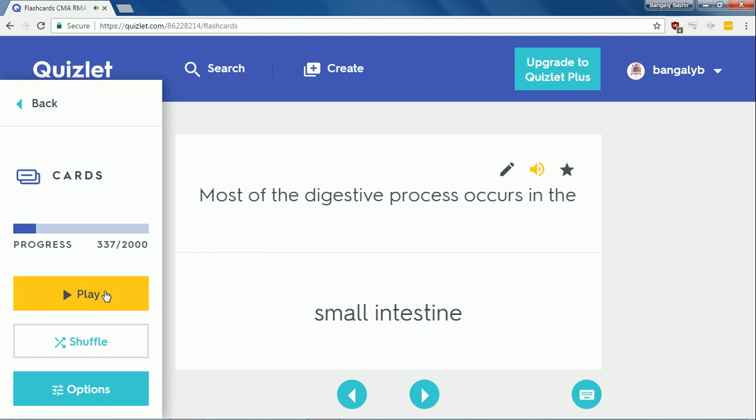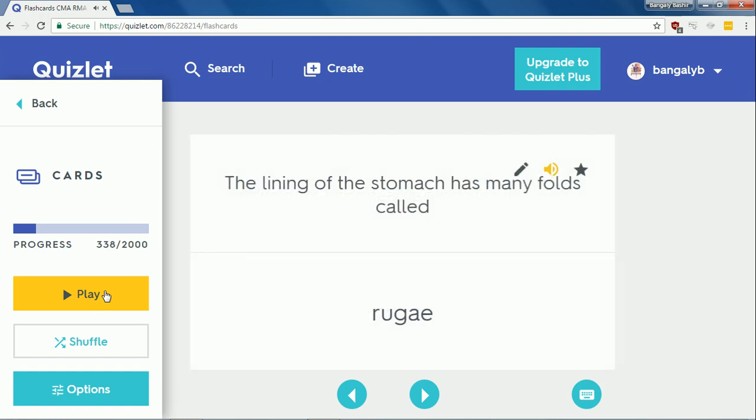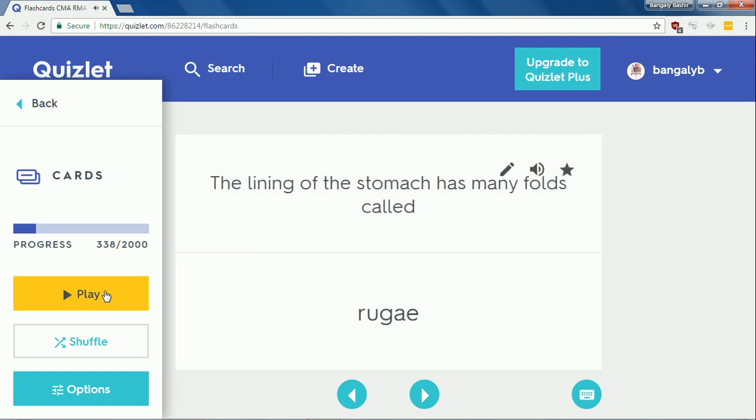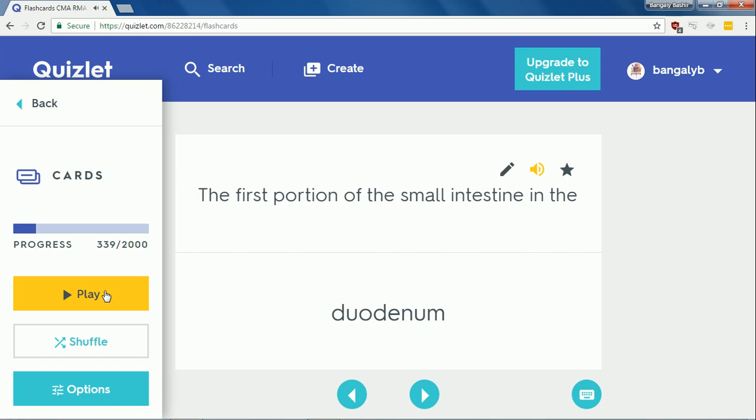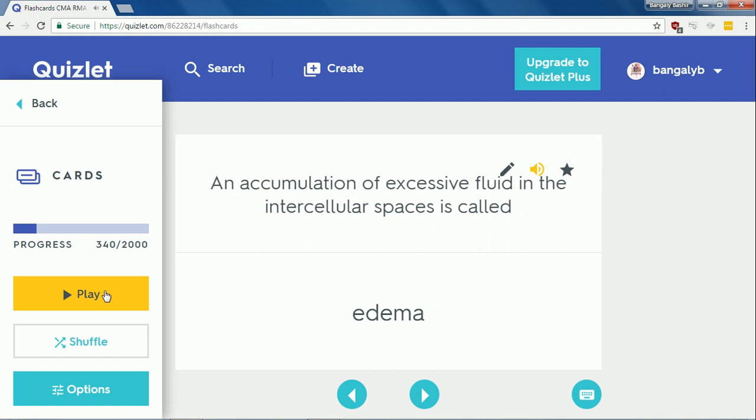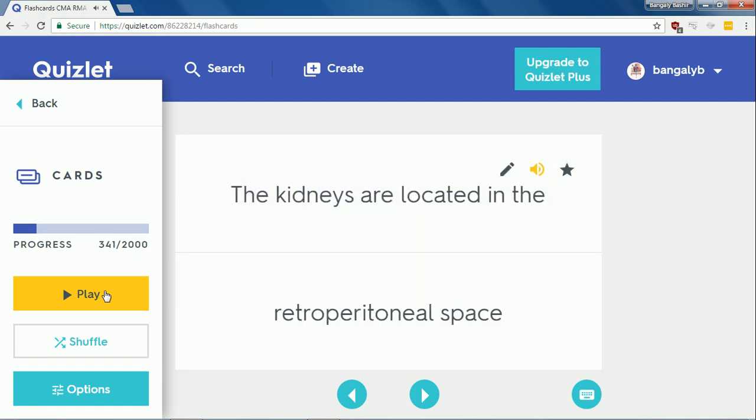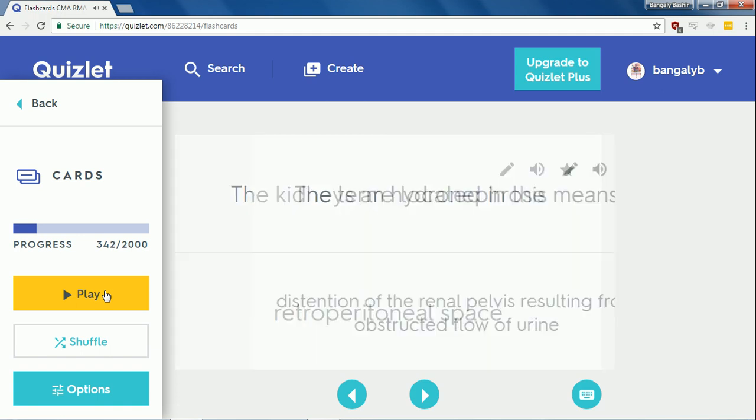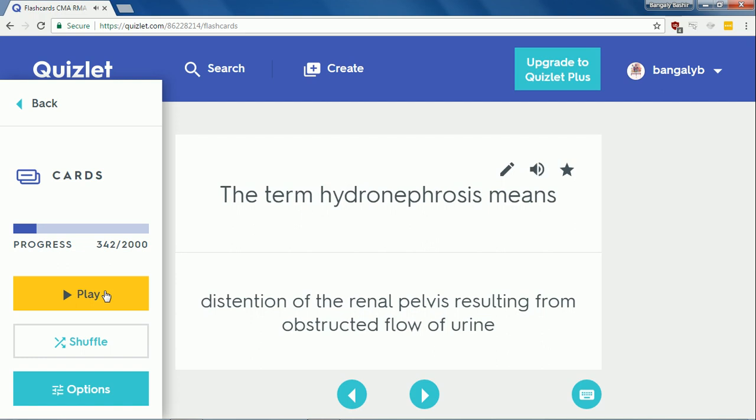Most of the digestive process occurs in the small intestine. The lining of the stomach has many folds called rugae. The first portion of the small intestine is the duodenum. An accumulation of excessive fluid in the inner cellular spaces is called edema. The kidneys are located in the retroperitoneal space. The term hydronephrosis means distension of the renal pelvis resulting from obstructed flow of urine.